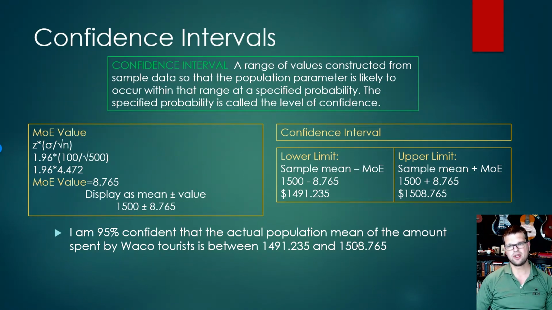And the way that we would interpret this, we would say, hey, I am 95% confident that the actual population mean of the amount spent by Waco tourists is between $1,491.24 and $1,508.77. So that's the way that you would interpret this.